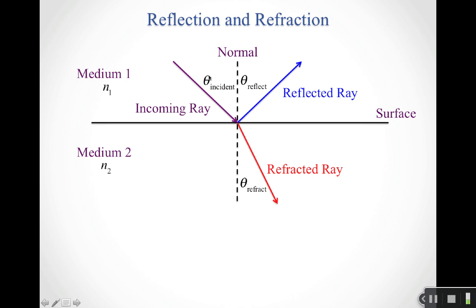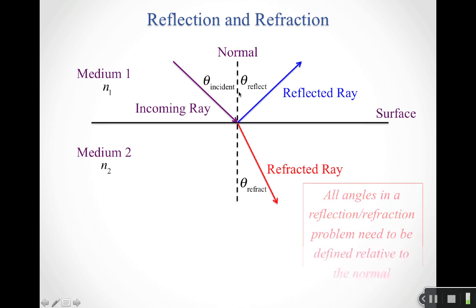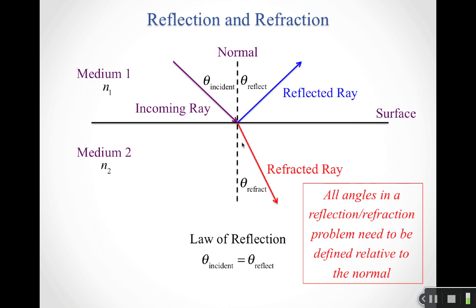The first thing that I'll point out is there are now three angles that we can define: the incident angle, the reflected angle, and the refracted angle. All of them are defined relative to the normal. The incident angle is the angle between the incoming ray and the normal. The reflected angle is the angle between the reflected ray and the normal. The refracted angle is the angle between the refracted ray and the normal to the surface. All three of these angles, it's incredibly critical that we get this because this is an easy way to make mistakes. But all three of these angles are defined relative to the normal to the surface.